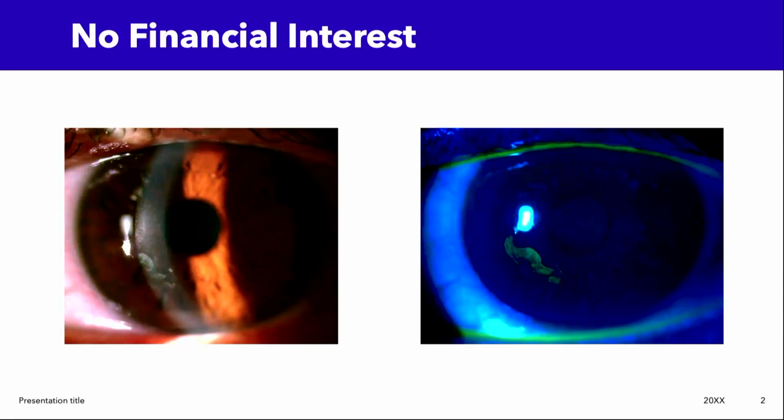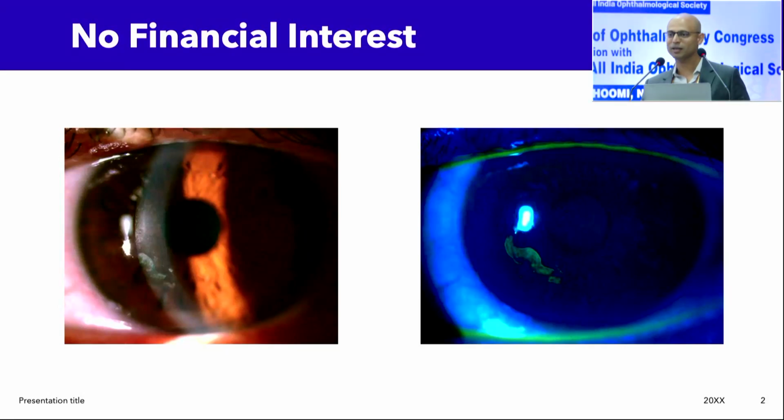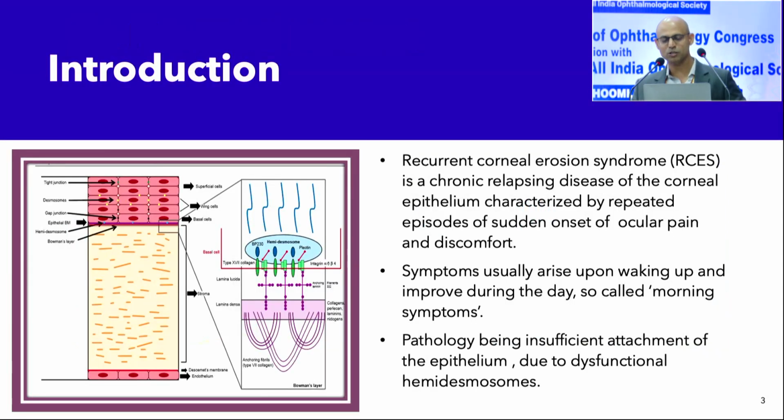So this is a study that we have done in our hospital to highlight the role of OCT in recurrent corneal erosion syndrome, which is something very common actually, but often underdiagnosed in the clinic. This is typically what a classic recurrent corneal erosion syndrome cornea looks like. You'll see this whitish kind of loose epithelium, and if you stain with fluorescein, it will have negative staining around it. Recurrent corneal erosion syndrome is a relapsing chronic disease of the corneal epithelium characterized by repeated episodes of sudden onset of ocular pain, discomfort, watering, irritation, etc.